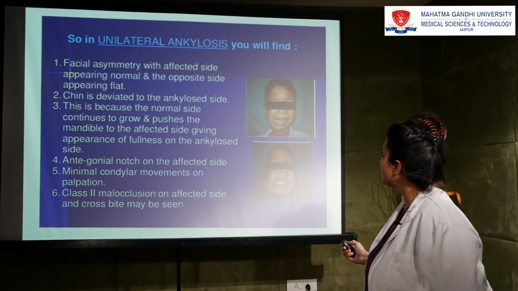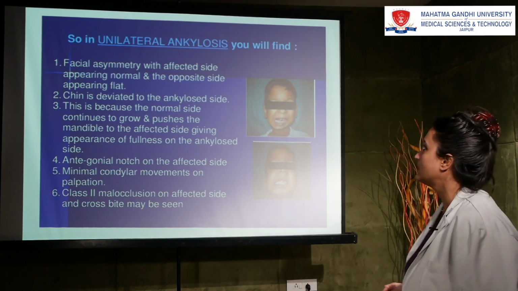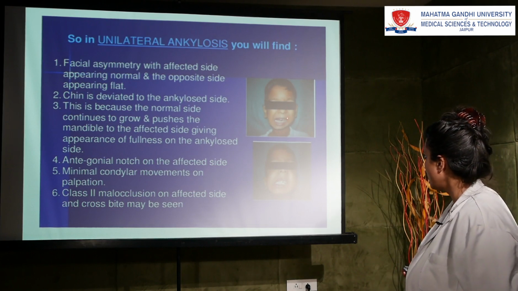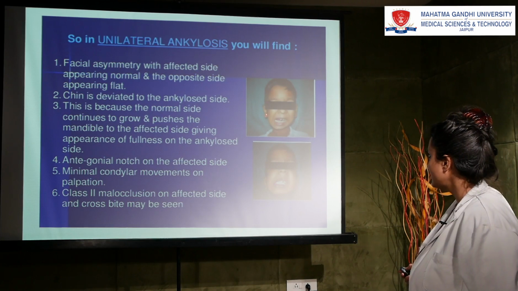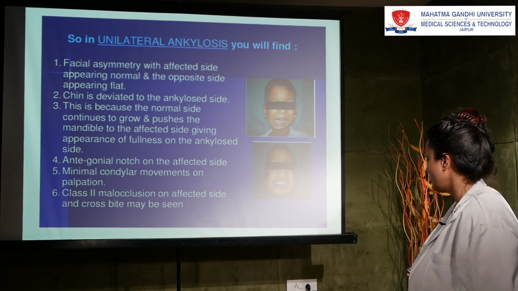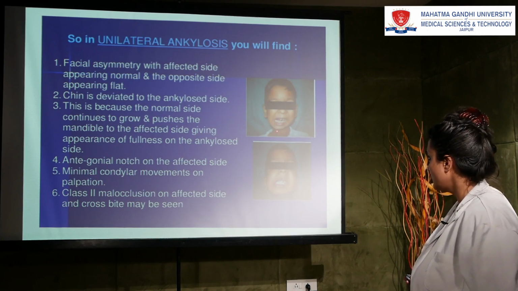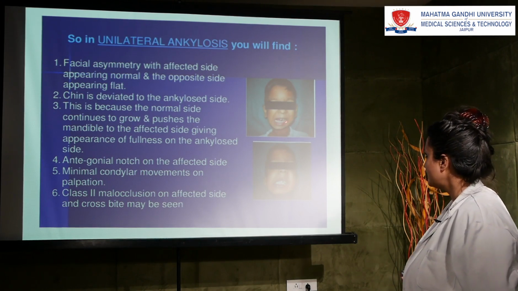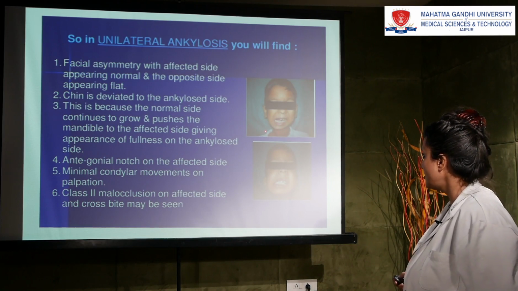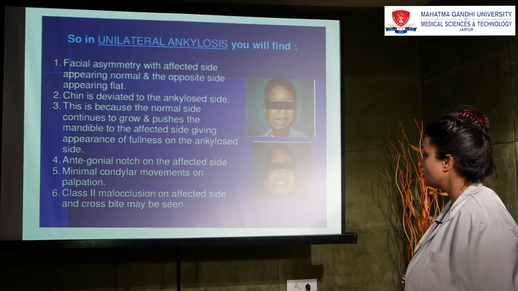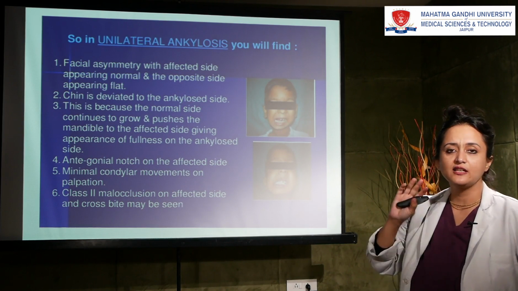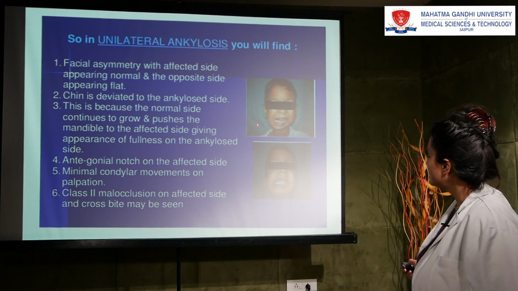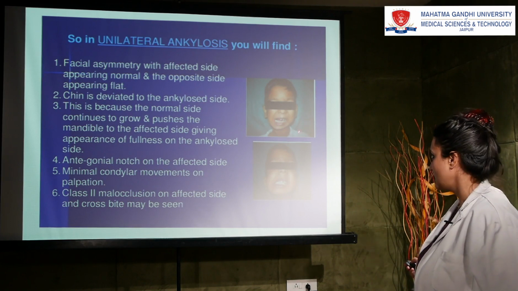So what are the clinical features of unilateral ankylosis? In this patient we can see there is facial asymmetry. The right side has TMJ ankylosis, the left side is normal. Now the left side is continuously growing, so we will be able to appreciate the flattening of the left side, the normal side, and there is fullness or normal appearance of the affected side. The clinical appearance is just the opposite of what is actually happening. There will be fullness on the affected side and flattening on the opposite side.